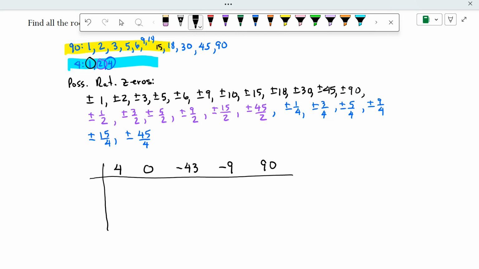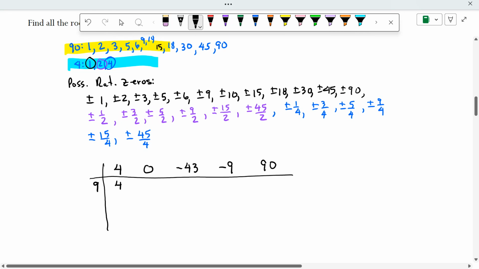So now I'm going to pick a number and just test whether or not it is a 0. I like to pick a number sort of somewhere in the middle. And if I have an option, I like to take positive versus negative. So I'm just going to try 9. Basically what I'm doing is eliminating that middle row of the synthetic division, and I'm just writing the result.